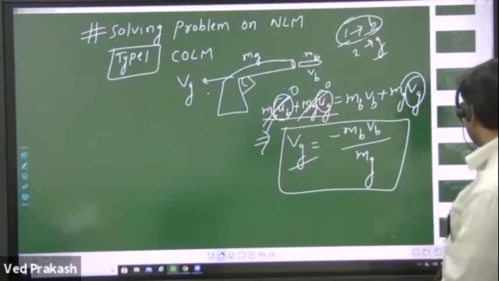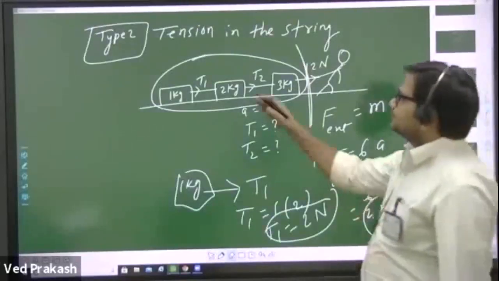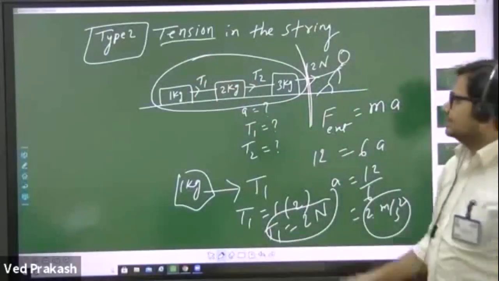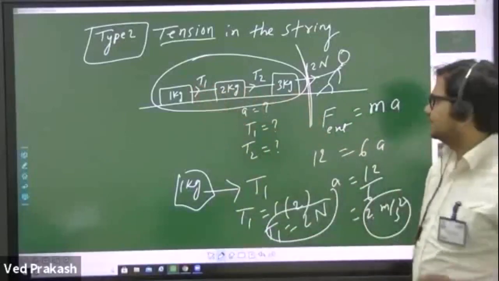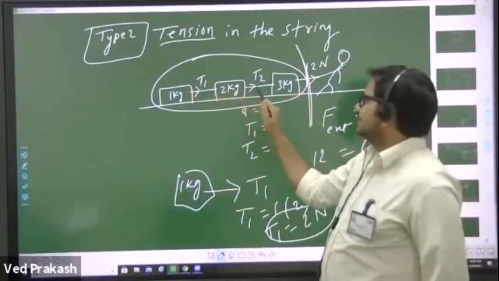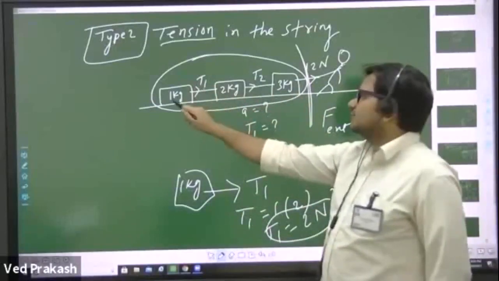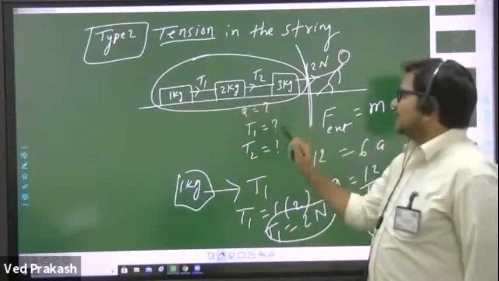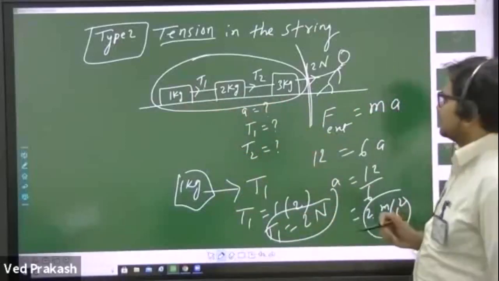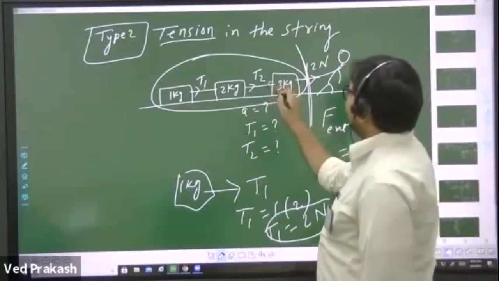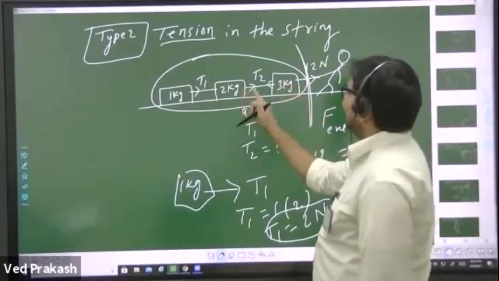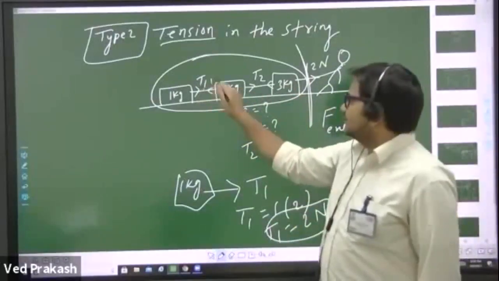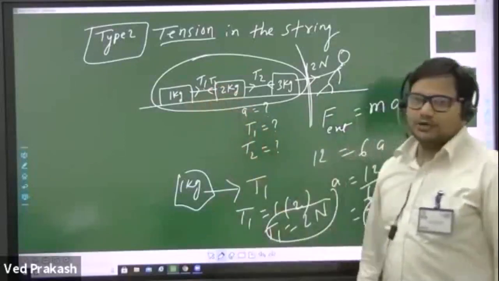So let's move to our next type, type 2. In type 2, we will learn how to find tension in a string. Suppose these three blocks are connected with strings and we have to find the tension here and here. This tension force will act between the 1 and 2 kg objects, and we also have to calculate the tension on the rope acting between the 2 and 3 kg blocks. This tension force will act in the leftward direction for the 3 kg object and in the rightward direction for the 2 kg object. Similarly, this tension force will act in the leftward direction for the 2 kg object and in the rightward direction for the 1 kg object.